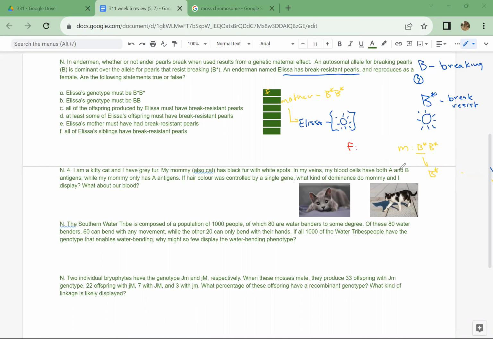So Elisa's mother's genotype, her father's genotype, Elisa's genotype. We know part of Elisa's genotype because we know for certain her mother's genotype, and it was homozygous. So she could only have passed on one kind of allele.